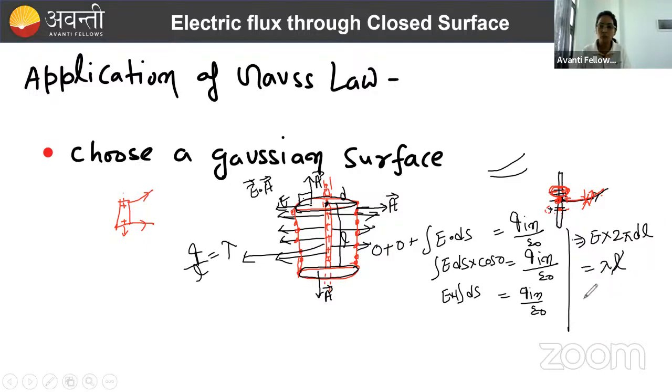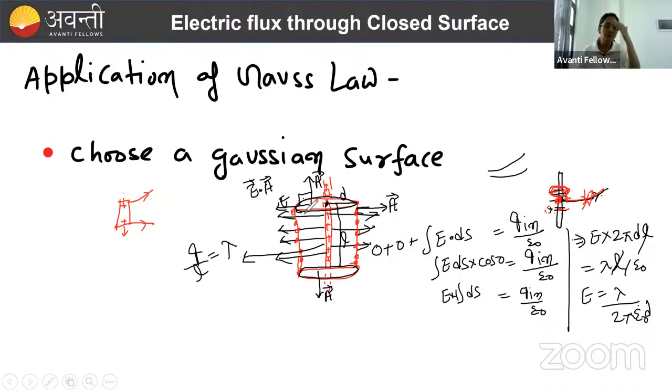So L will get cancelled, and E is equal to what? Lambda by 2 pi d. Okay, epsilon naught I have left here. So lambda L by epsilon naught is here, 2 pi epsilon naught d. This is your electric field.